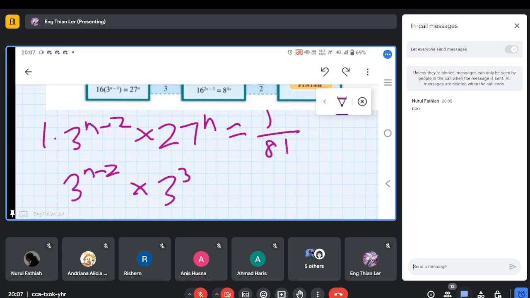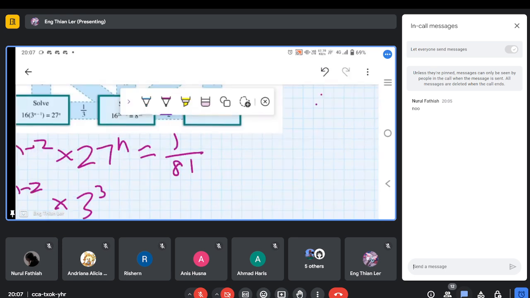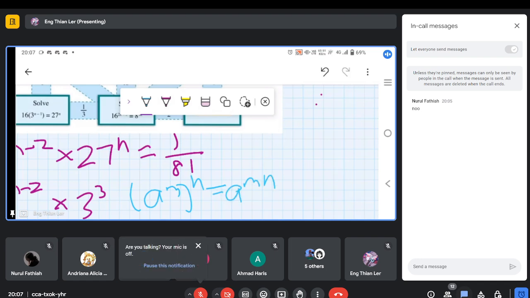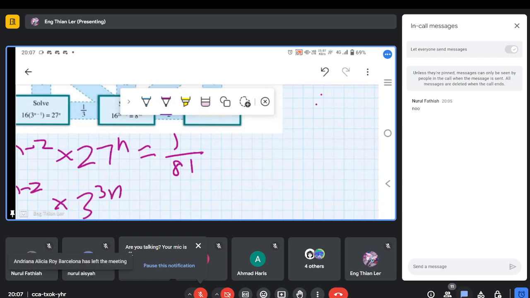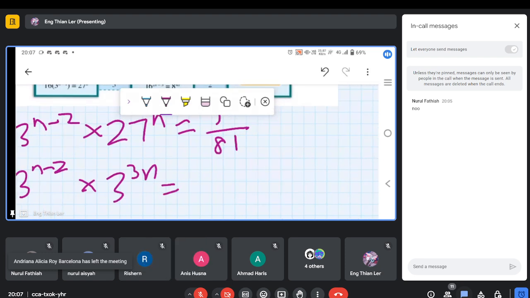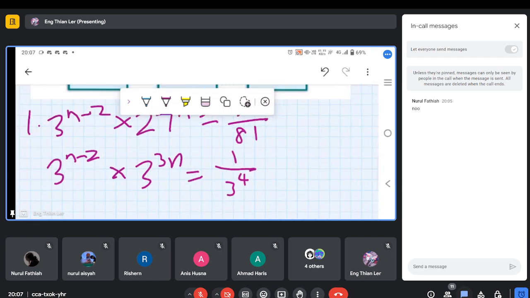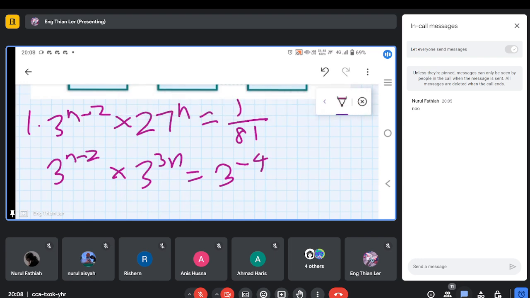But remember that when you raise a to the power m to another power, you multiply it. This will become mn, which is m times n. So this will be just 3n. And then equal to, what is 81? We know that 81 is also 3 to the power of 4. But since it's the reciprocal of that number, 1 divided by it, we can write it as 3 to the power of negative 4.